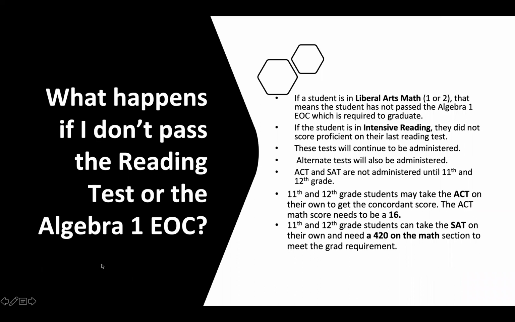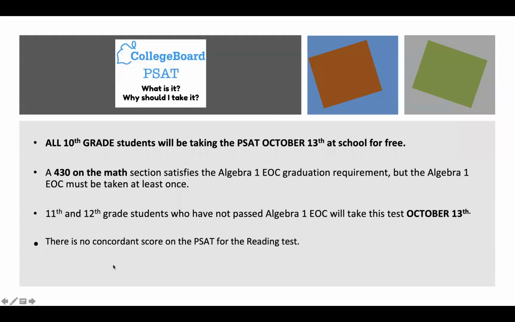And we have all these concordance scores written down, and your students will get them, and we can post them later. But we really want to focus more on how to prepare and what these tests are for. So coming up October 13th, we give all of our 10th grade students the PSAT. It's done at school. If they get a 420, I said the wrong number, it's a 430, that will satisfy the Algebra 1 EOC graduation requirement.